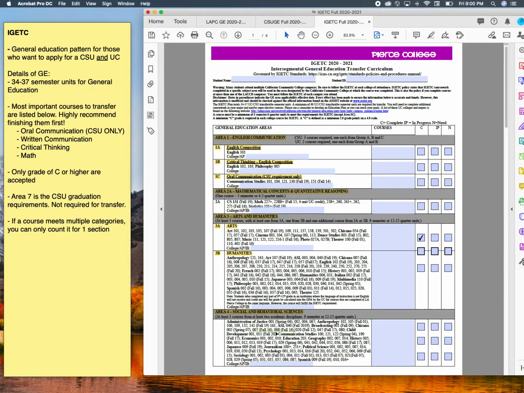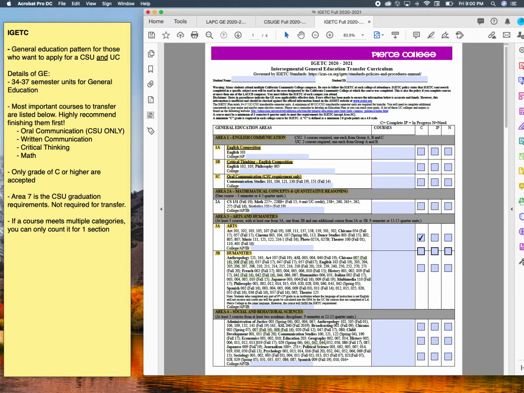So Chicano 7, oh, sorry, this is under the Area 4. It's right here. Chicano 7, Chicano 8, and then history 41, 42, and 44. And they also could count in the Area 4, okay? So like I had highlighted before, Chicano 7 and 8 could fit here. And history, where is the history? 41, 42, and 44 could also count in the Area 4.